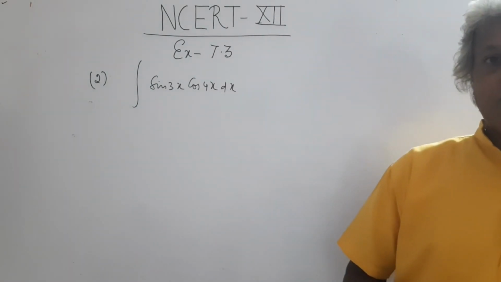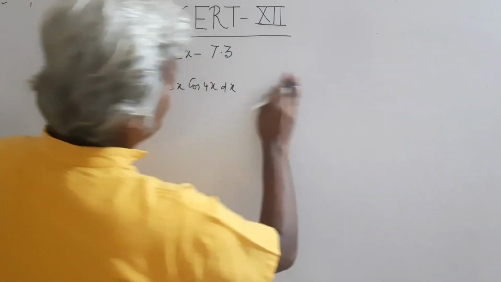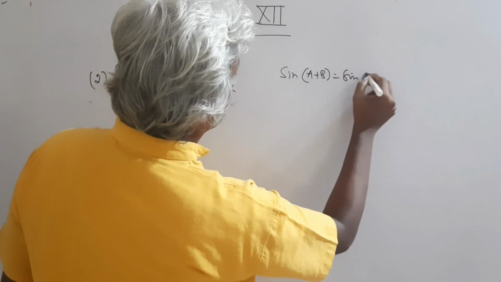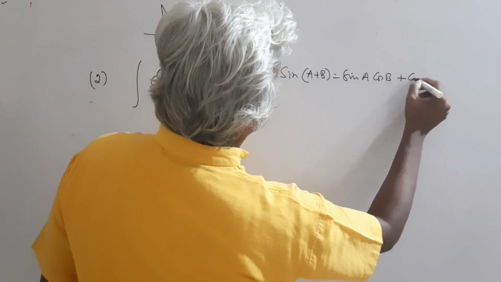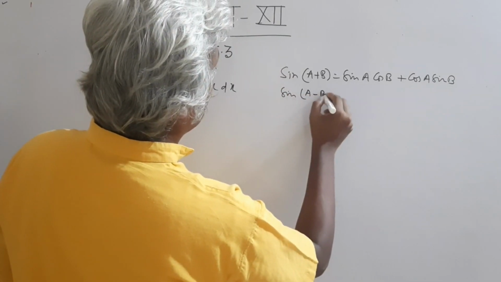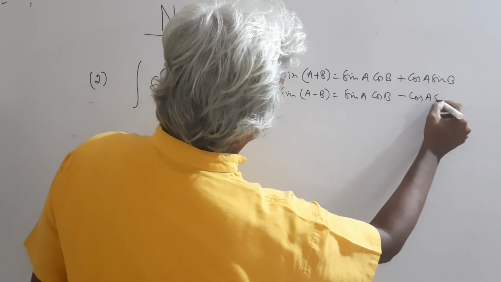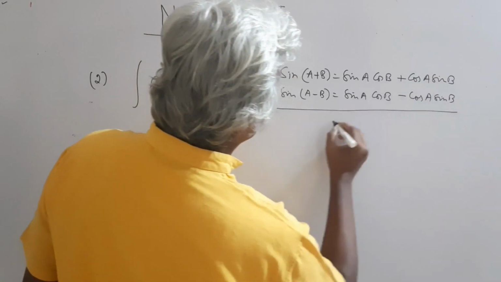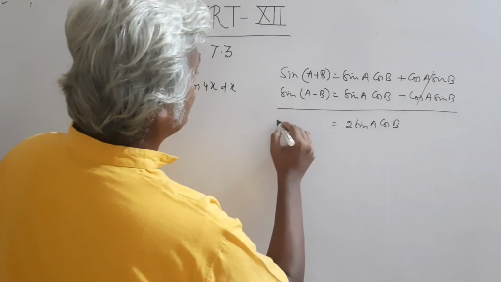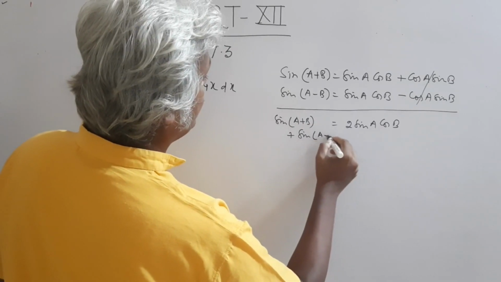So this is already in the product form, and just to help you memorize the formula, I will write the formula. It goes like this: sine (A plus B) is sine A cos B plus cos A sine B, and sine (A minus B) is sine A cos B minus cos A sine B. Just add them up. So these two cancel each other and you have 2 sine A cos B, which can be written as sine of (A plus B) plus sine of (A minus B).